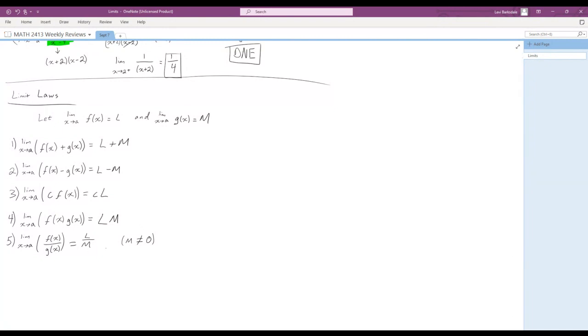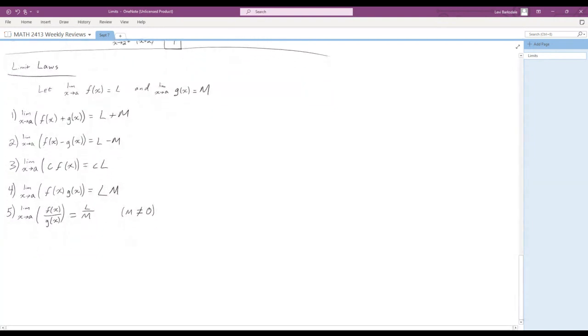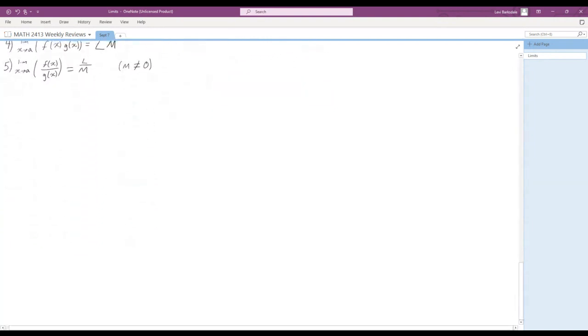But yeah, that is basically it for our limit laws. They're fairly straightforward, pretty much what you expect. But we'll do some practice problems with them anyway. We'll start with one example though.